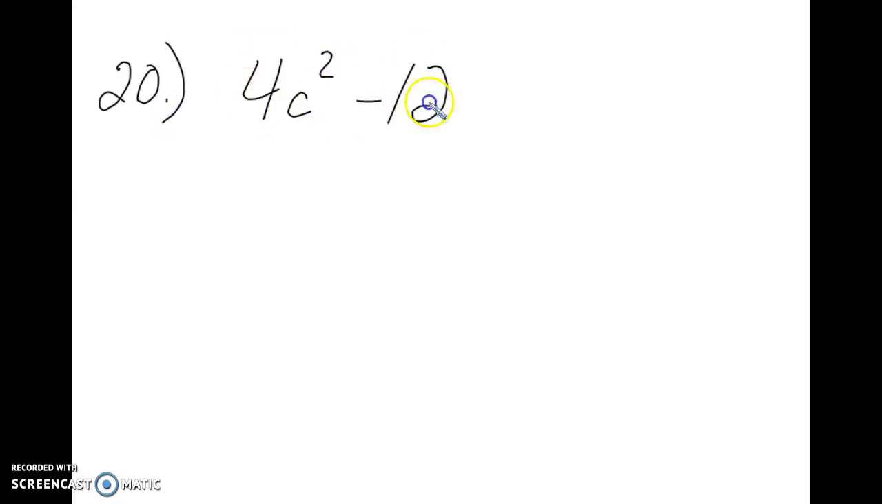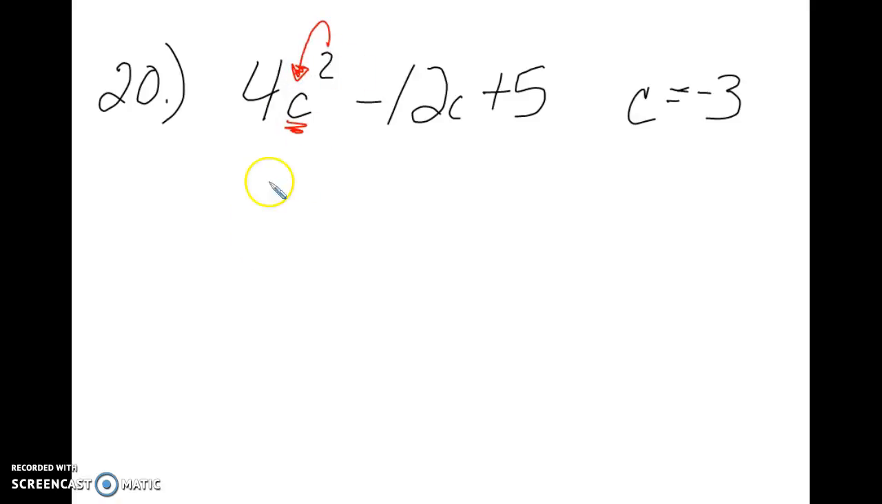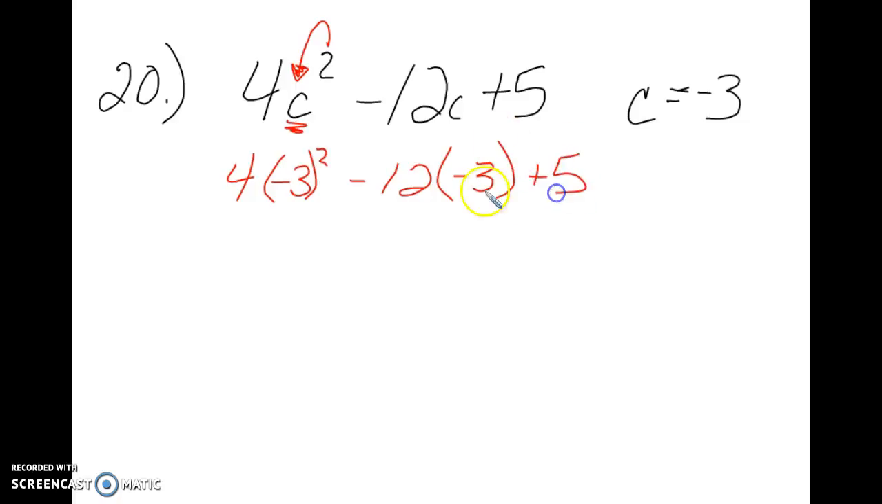4c squared minus 12c plus 5. And it says that c is equal to negative 3. Everywhere we see a c? Uh-oh, everywhere we see a c? Negative 3. I see a c right here. What is being squared? The negative 3. What's negative 3 squared? Here's what I told my other class. When we're substituting, it's best to put parentheses everywhere you're substituting, especially when we're dealing with integers.